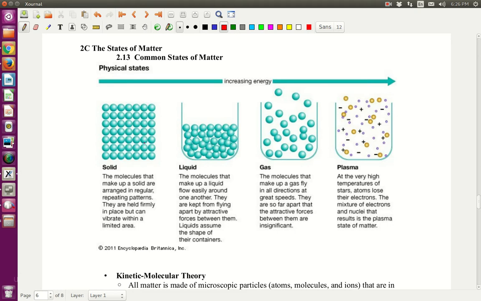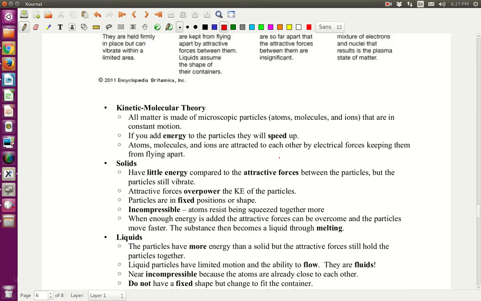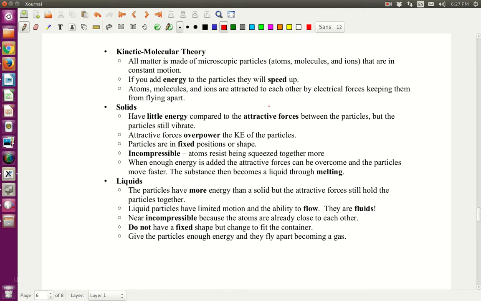Solids hold their fixed shape. A liquid will take the shape of whatever the container is, and gases will also take the shape of whatever the container is and fill it all in. A solid has a very fixed volume. A liquid has a fixed volume, but a gas doesn't, because it'll expand and keep expanding to fill whatever it's in. So this is part of the kinetic molecular theory. This is very important, kinetic molecular theory.